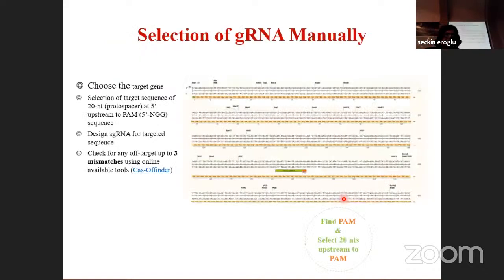Before that, let me tell you how we do it manually. Manually is very simple, as I mentioned earlier. You need to know what the PAM sequence is, whether your guide RNA lies upstream or downstream of the PAM, how many nucleotides there are, and then you can take out that sequence and see whether it is going to work and whether it has some off-target effect or not.